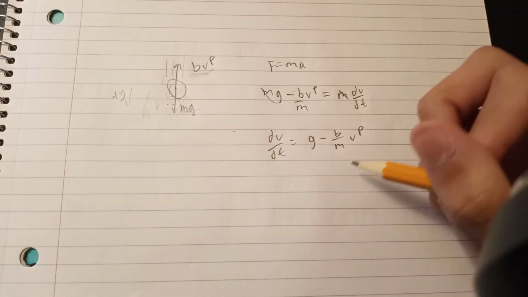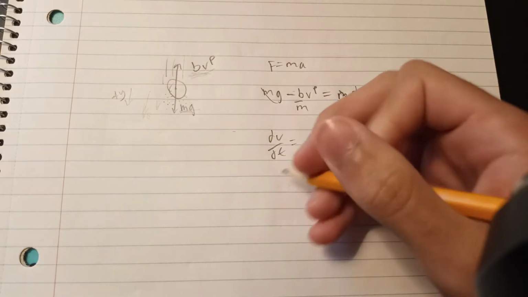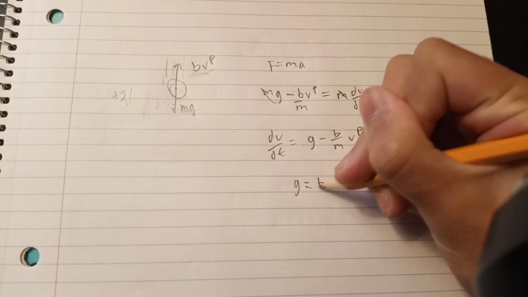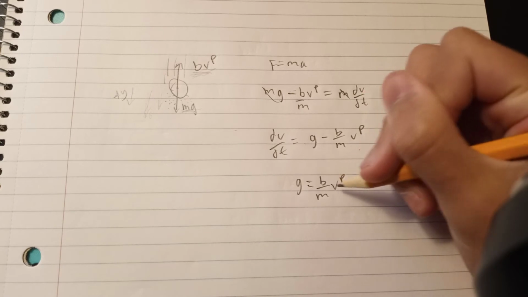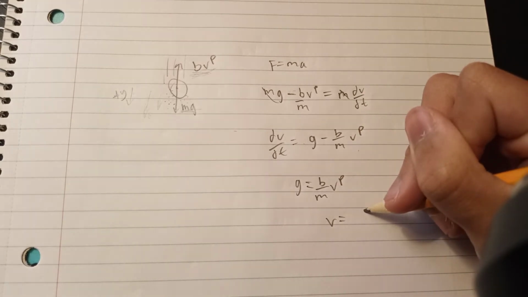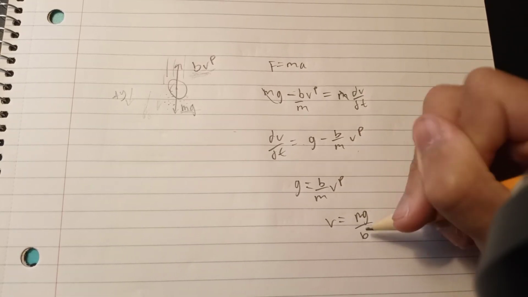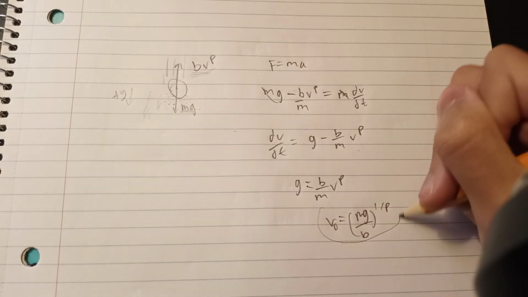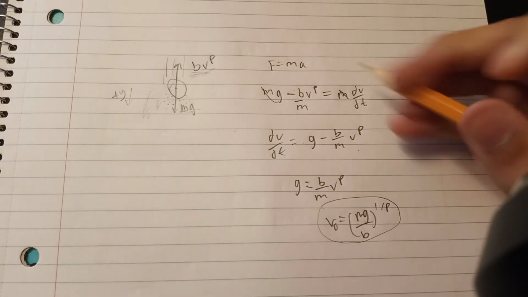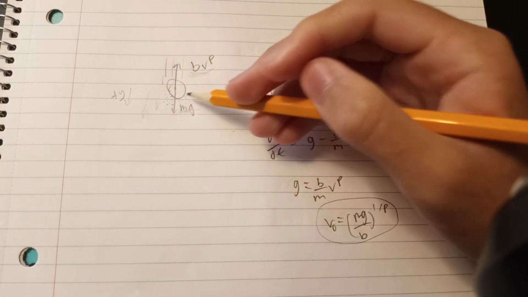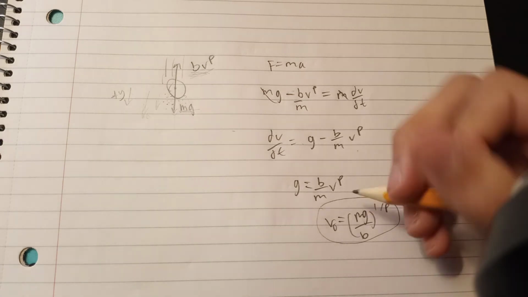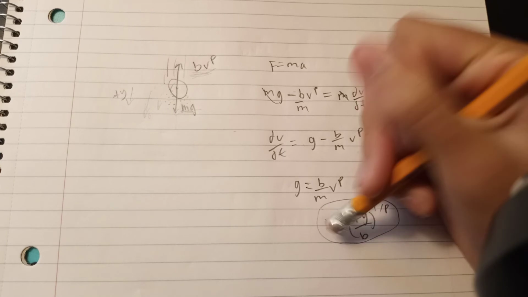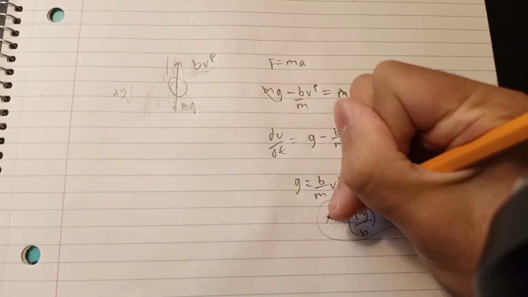So what is the speed? Well, we want these two forces to balance. We want the dv/dt to be 0. So you want g equaling b over m v to the p. So now we can solve for v and we get something like mg divided by b and then the pth root of that. So if you throw the ball at this velocity, it's going to stay exactly the same speed. Now let's give this a name. I'll call it, let's say, mu.